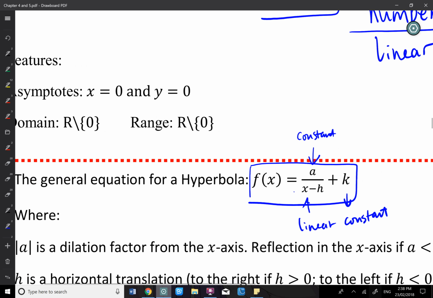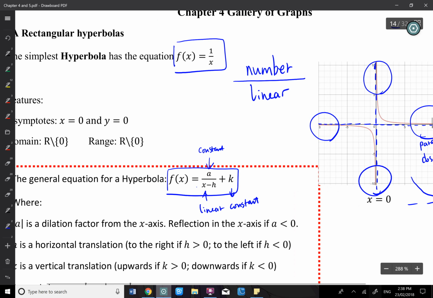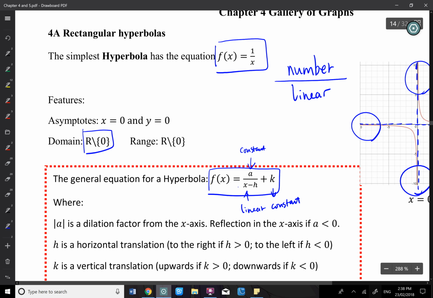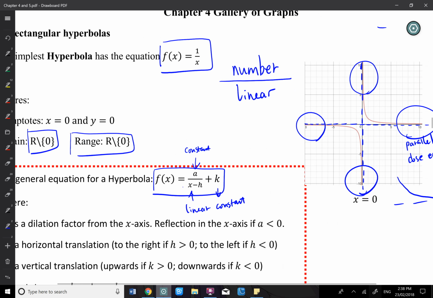If we go back a little to think about the domain and range for this graph, the asymptotes mean you can't reach that value. Therefore, the domain will be R except 0, and the range is R except 0 as well, because you can't get x equals 0 and you can't get y equals 0. So actually, the domain for a rectangular hyperbola will be R except the vertical asymptote, and the range R except the horizontal asymptote. When we sketch the graph, you can see this.